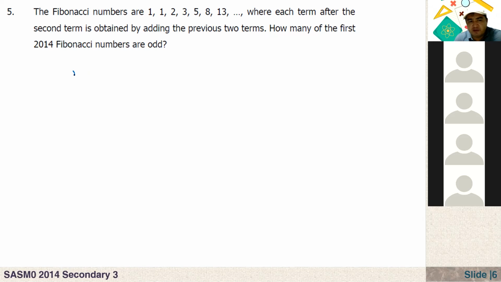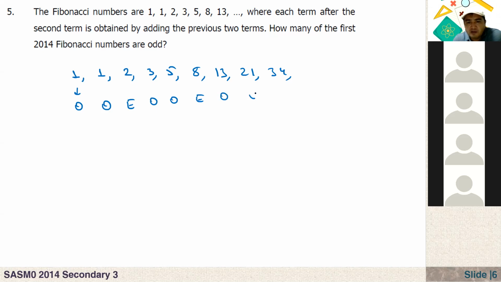How many of the first 2014 Fibonacci numbers are odd? So it says the first 2014. Now, if you just look at these numbers: 1, 1, 2, 3, 5, 8, 13, 21, and 34. So this one is odd, this one is odd and even, odd, odd, even, odd, odd, even, right? So what is it here? We have 2 odd, 1 even, 2 odd, 1 even, 2 odd, 1 even, right?